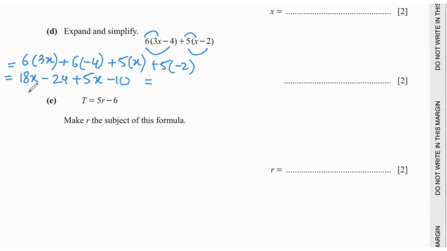Collect the like terms. 18x plus 5x is 23x. Negative 24 minus 10 is negative 34. So 23x minus 34 is your answer.